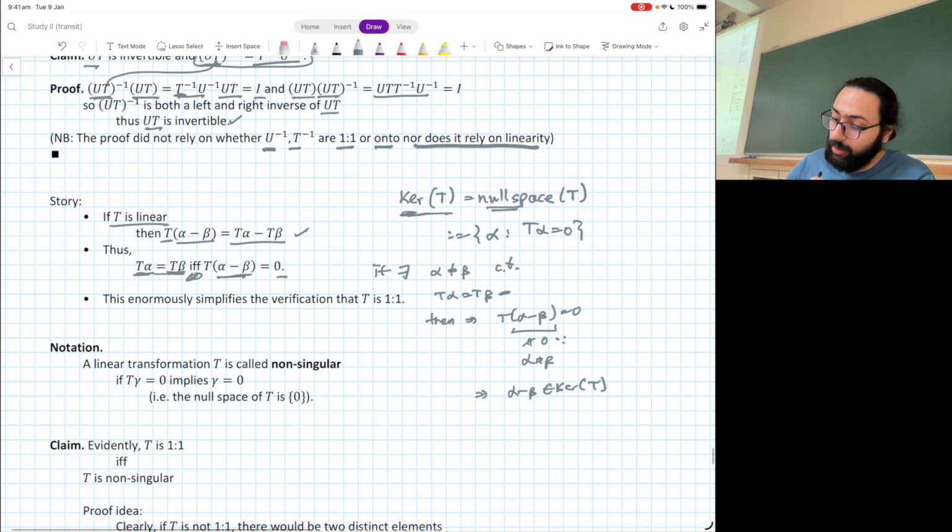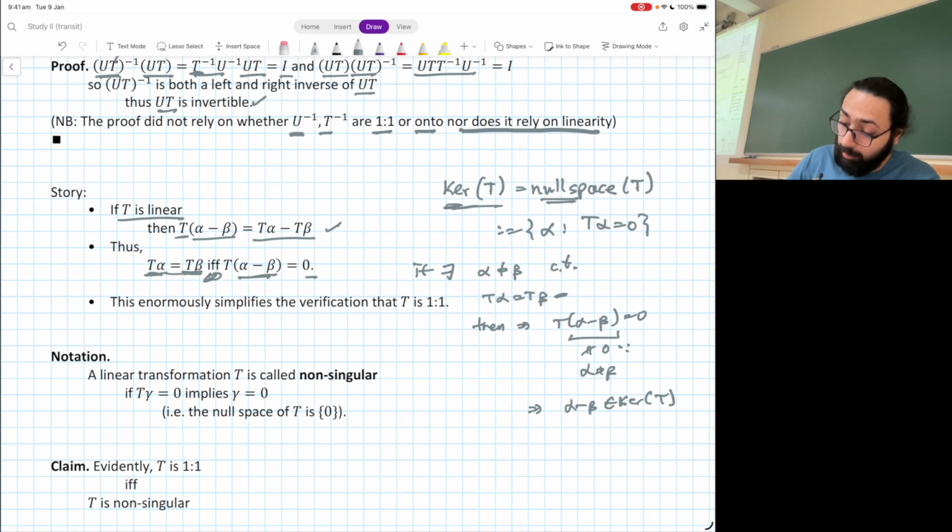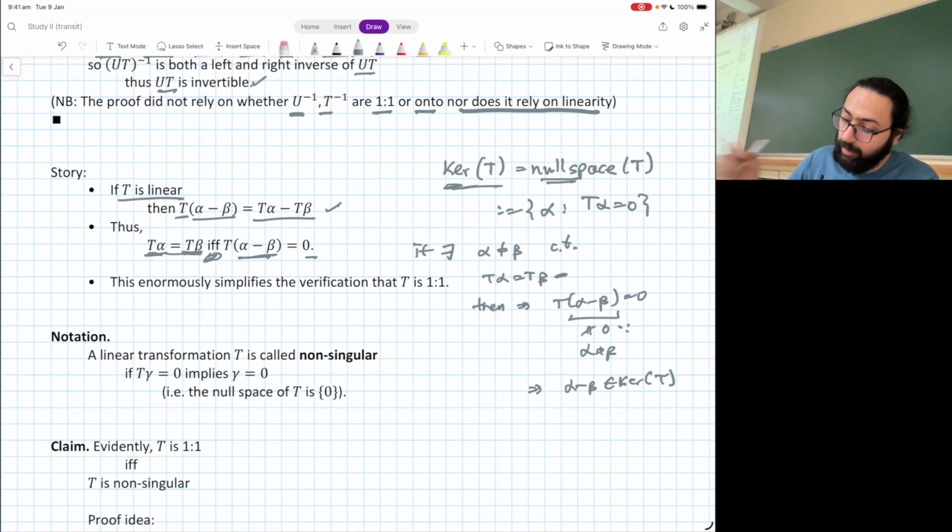So that is the main point here: to test whether something is one-to-one, if you're guaranteed that the map is linear, you can relate it to the nullity of the map. Is that making sense? If something is not clear, you can ask me, and I'm happy to repeat.